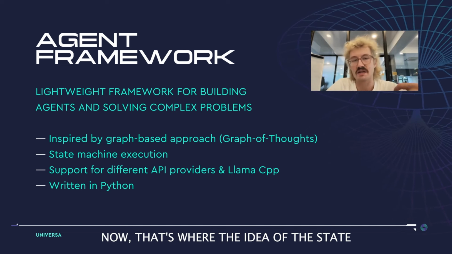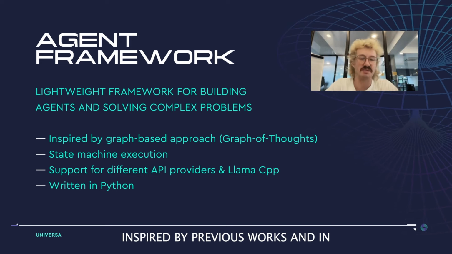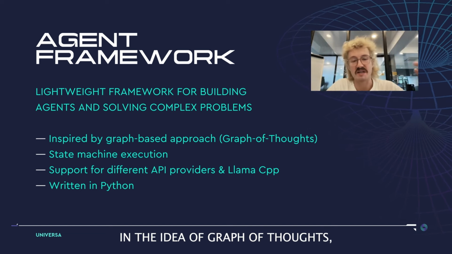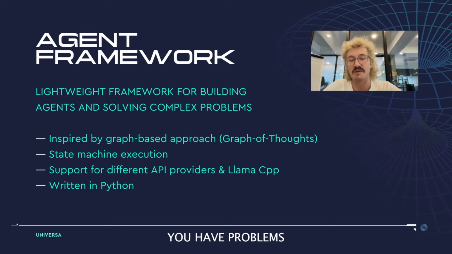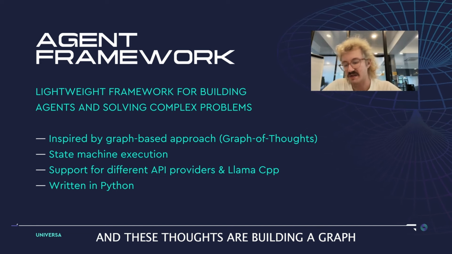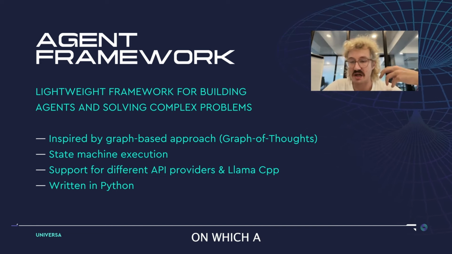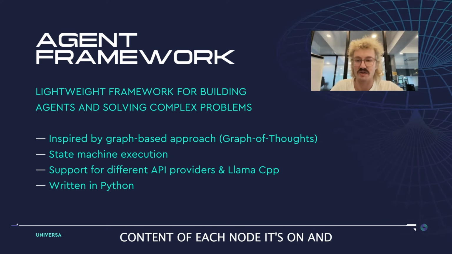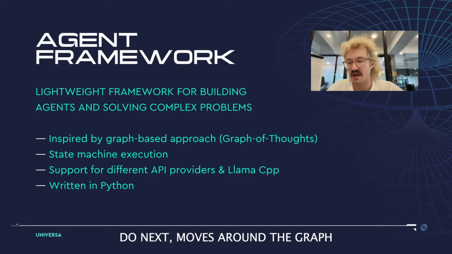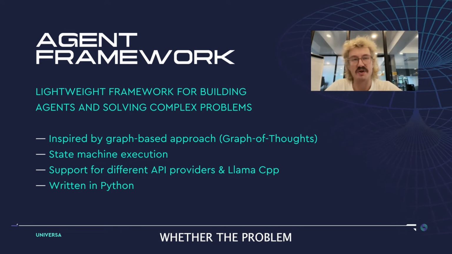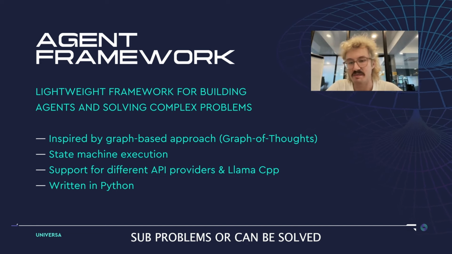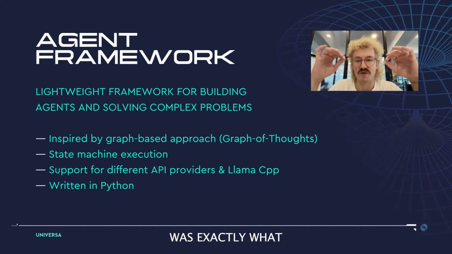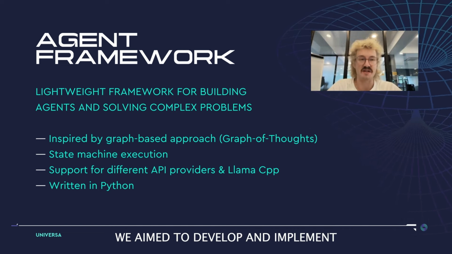That's where the idea of the state machine came from. We are heavily inspired by previous works, and in the idea of graph of thoughts, you have problems represented as thoughts, and these thoughts build a graph on which a sort of state machine moves around. It checks the content of each node it's on and decides what to do next, whether the problem should be split into smaller subproblems, or can be solved in some way, or refined. This idea was exactly what we aimed to develop and implement in our framework.